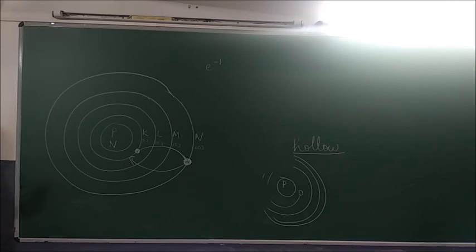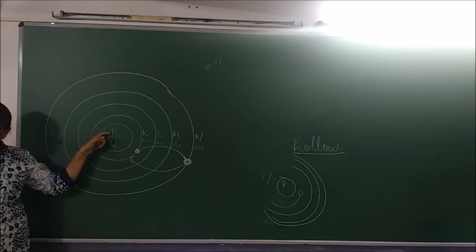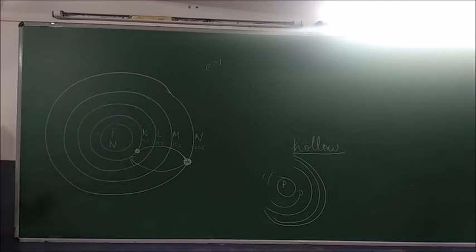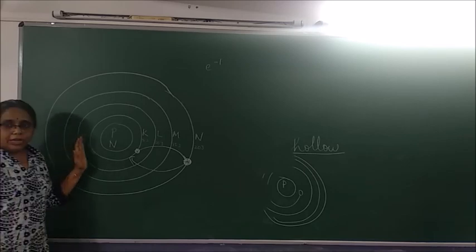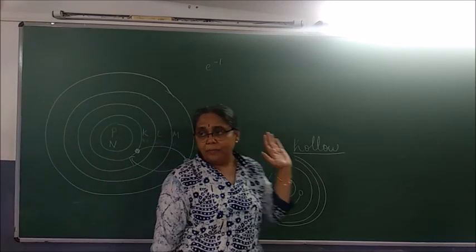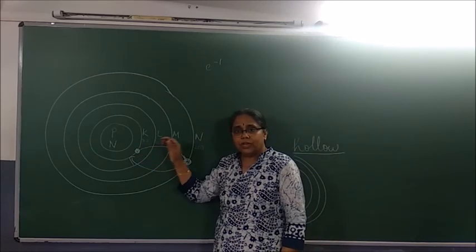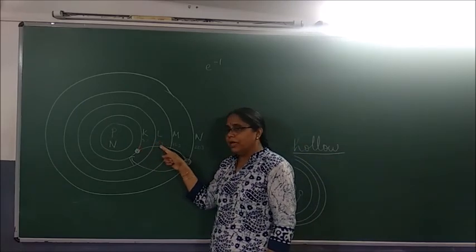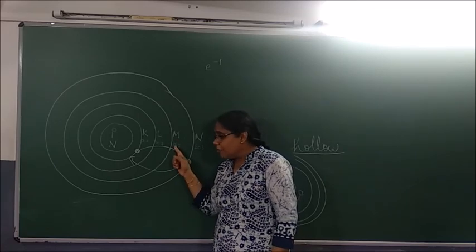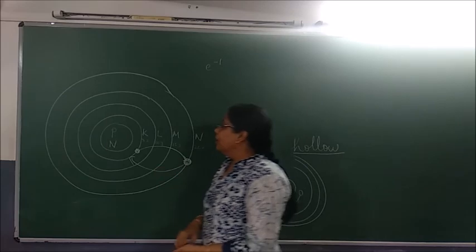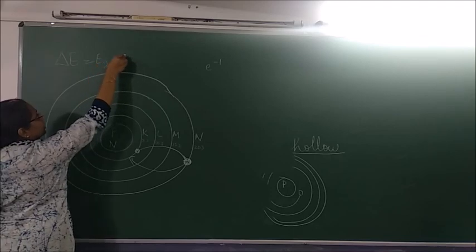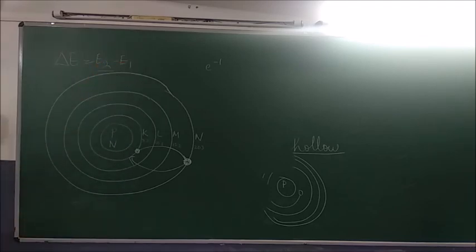So Bohr's model says that the atom consists of a nucleus which has what? Protons and neutrons. Electrons revolve around the nucleus in fixed orbits or energy levels. These fixed orbits or energy levels are named K, L, M, N. As long as the electron is revolving in a particular orbit, it will neither absorb nor emit energy. When it jumps from a lower to a higher orbit, it absorbs. When it jumps from a higher to a lower orbit, it radiates. The difference in energy is given as delta E equals E2 minus E1, where E2 is the energy of the higher orbit and E1 is the energy of the lower orbit.